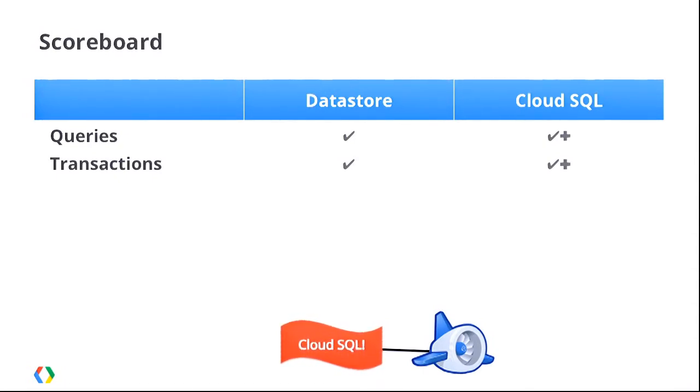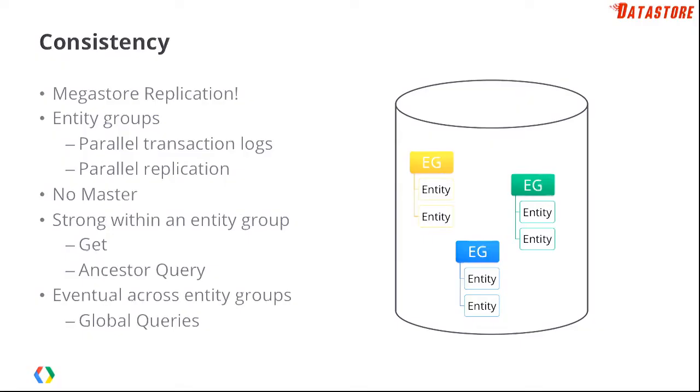Now, these transactions that you have over here in the data store, what good are they if they're broken by your cross-data center replication? We all know that the data store is built on top of Bigtable, and Bigtable has this weird, out-of-order, eventually consistent replication that nobody really understands. Well, actually, the data store uses megastore replication.